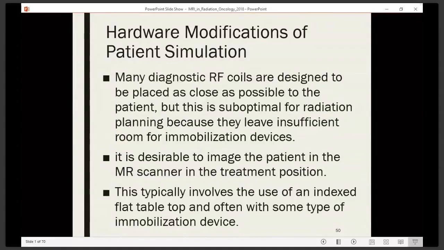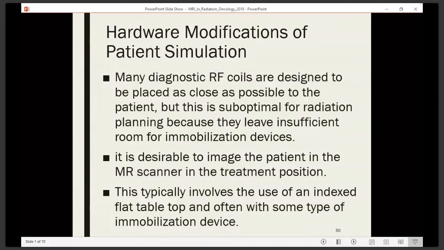However, you can't do it the way they scan the brain in the radiology department. In regular MRI, you have what is called the head coil that you stick the head in and you do your brain scans with. But those coils are designed to be placed as close as possible to the patient. So they even have a little indentation for the nose. But that doesn't work for radiation therapy studies because they don't leave room for immobilization devices.